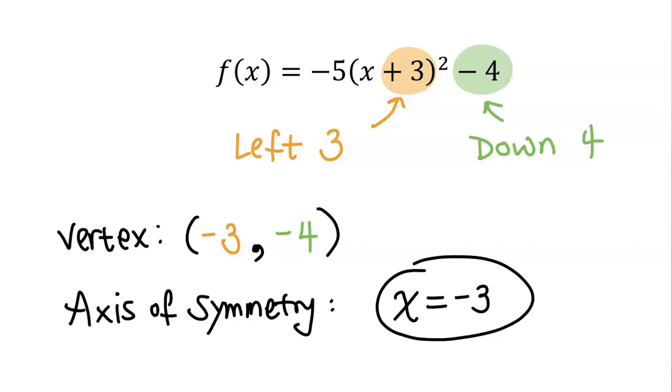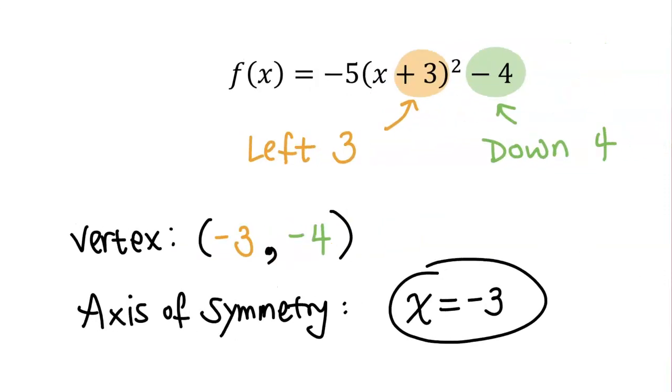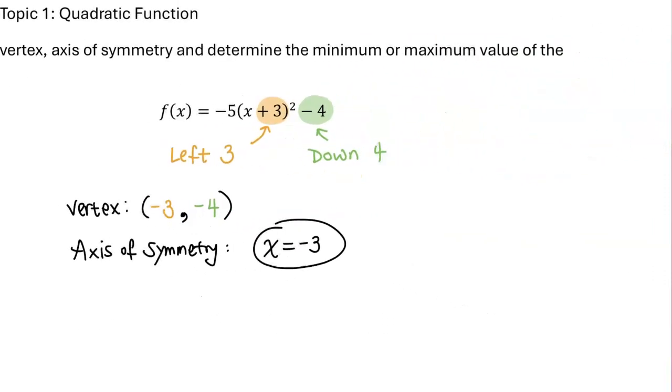Now let's see if this function has a minimum or maximum. In order to tell that, I want you to look at this leading coefficient. Notice that we have a negative leading coefficient, -5. So the graph will be reflected across the x-axis. It will be flipped upside down. So the parabola will be opening downward.